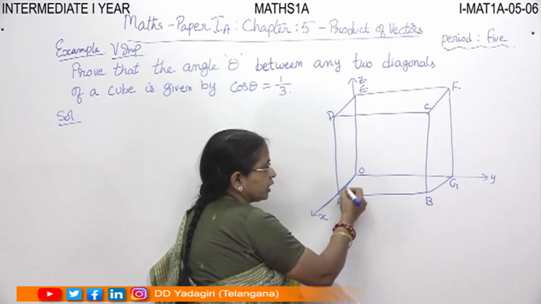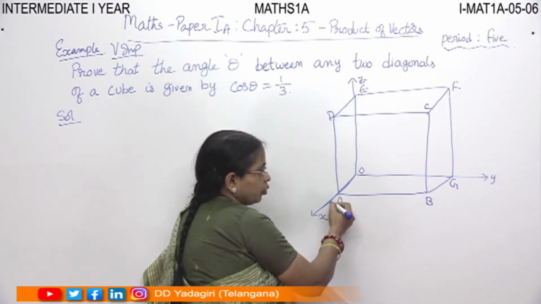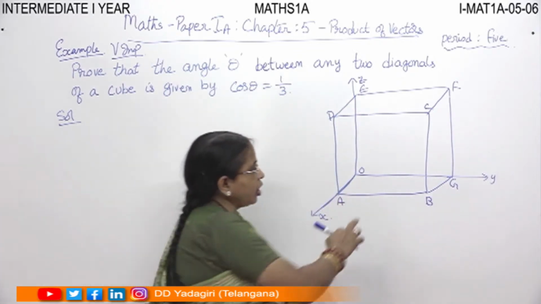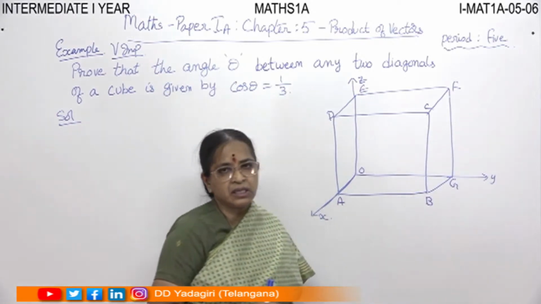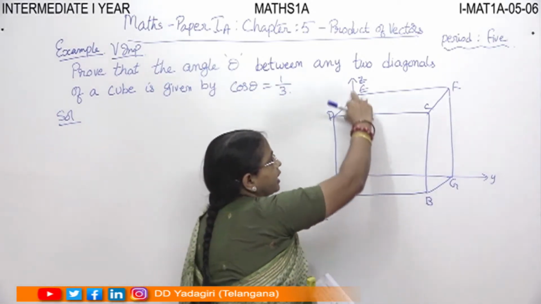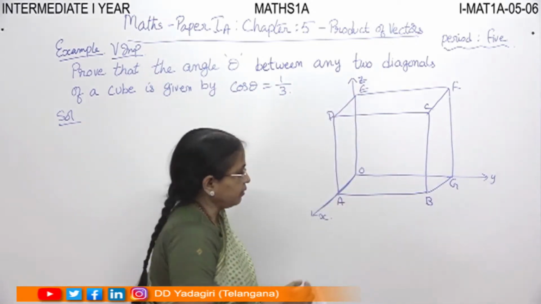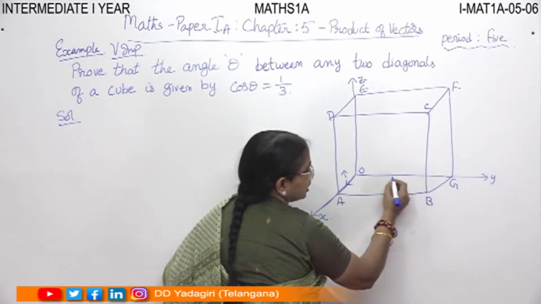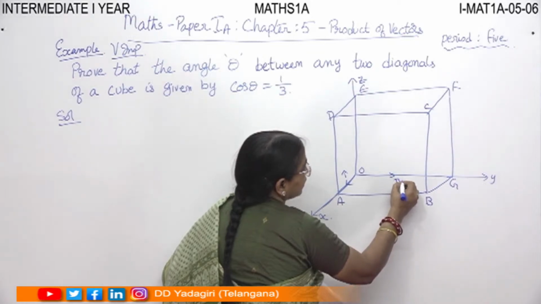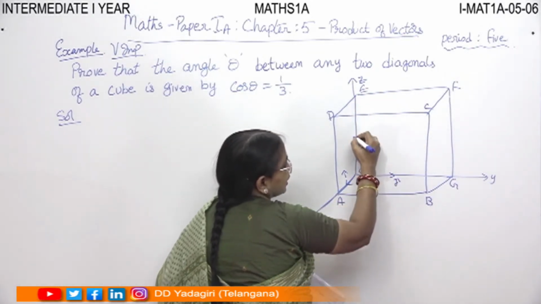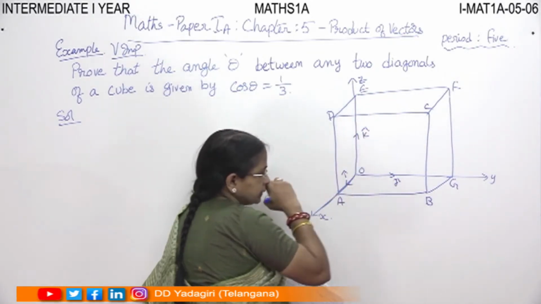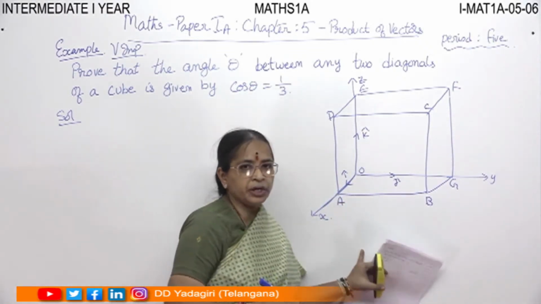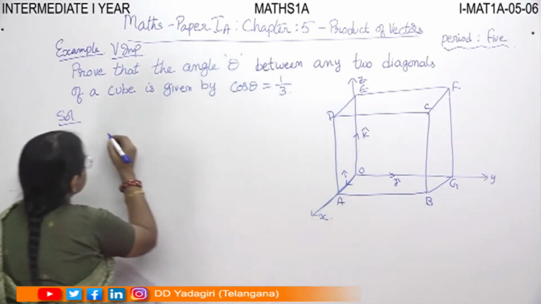Because we know that along the x-axis, the unit vector is i. Along the y-axis, the unit vector is j. Along the z-axis, the unit vector is k. So OA will be just i, and then OG will be j, and then OE will be k. So you choose the coordinates like this. Choose the unit cube like this. So we'll write the steps like this.